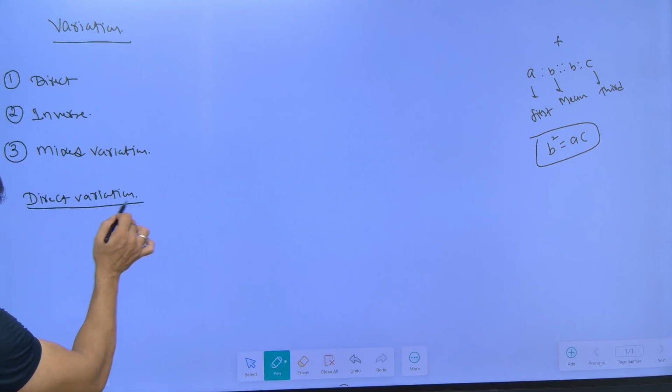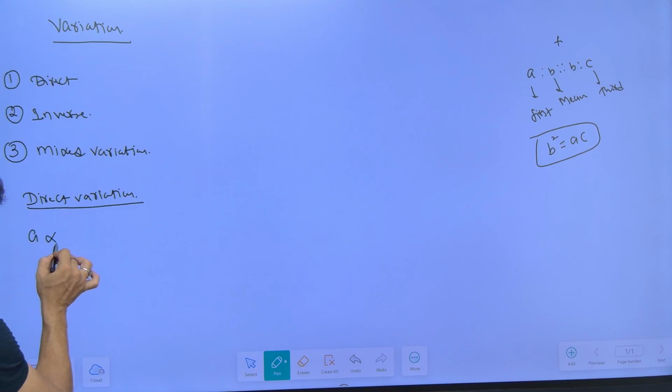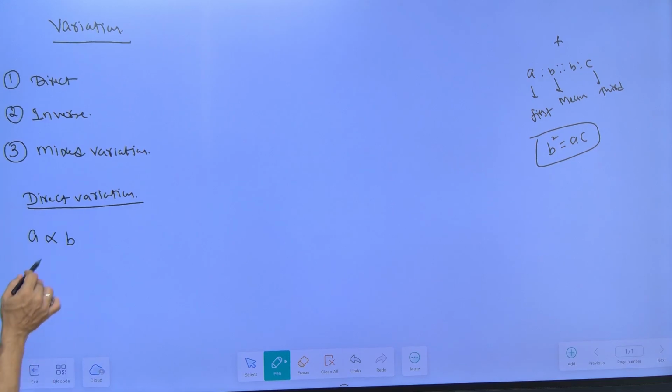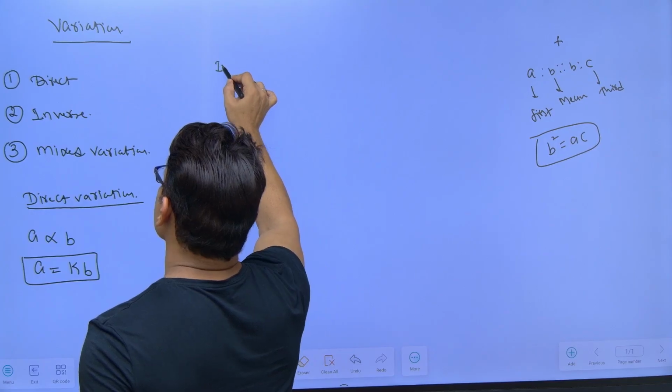When we do direct variation, there is something constant which we need to know. If I say A is directly proportional to B, this is how we write. And when you remove this sign of proportionality, you will get A = KB. K is one constant, right?